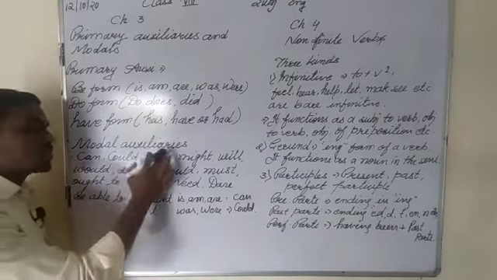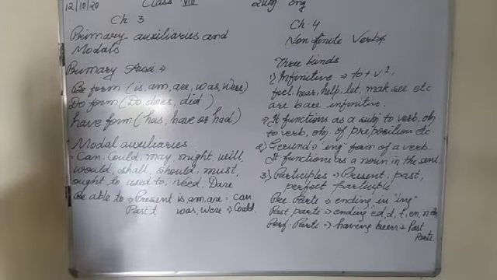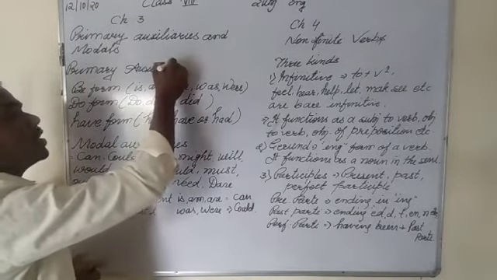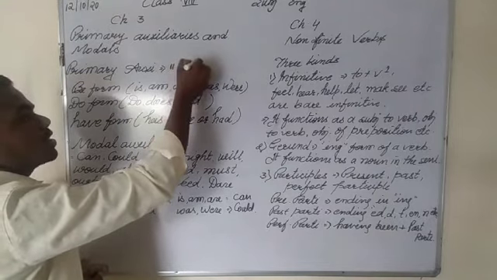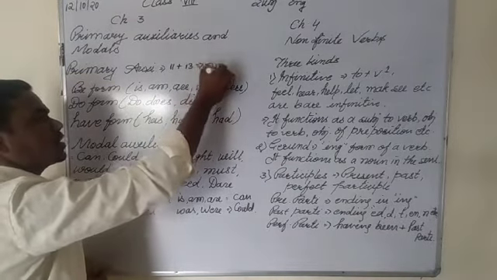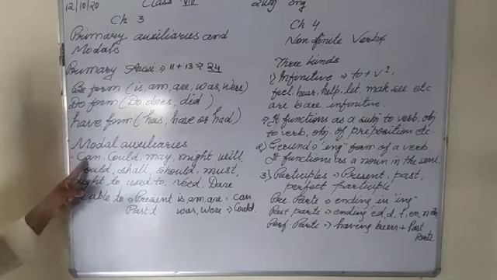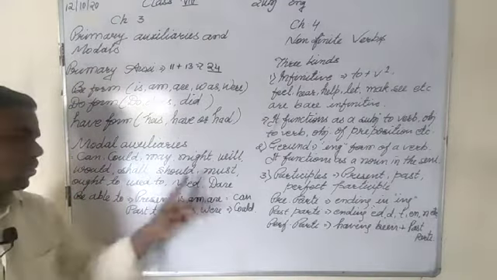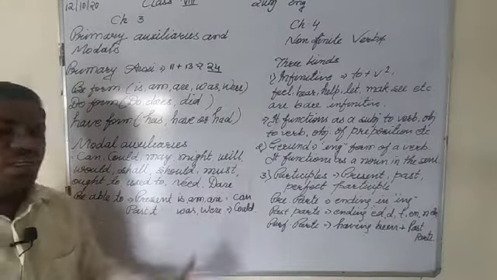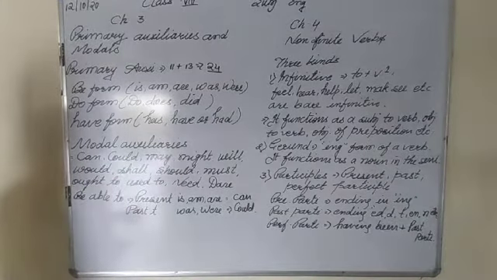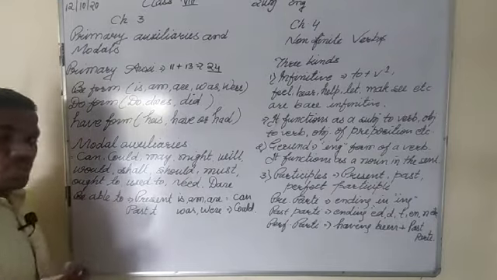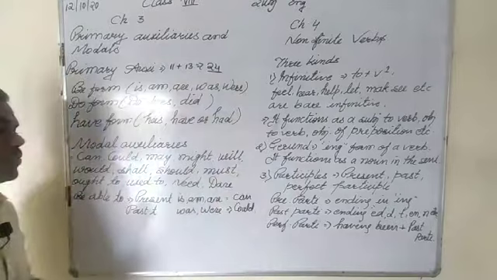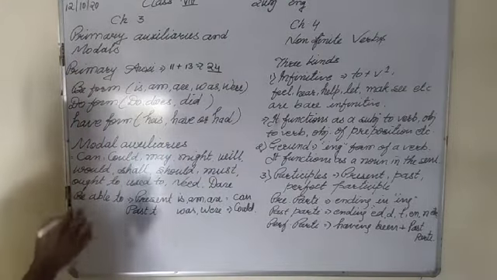Now we are going to discuss the modal auxiliaries. There are 13 modal auxiliaries, which means primary has 11 and modal has 13. The total number of auxiliaries is 24. Can, could, may, might, will, would, shall, should, must, ought to, used to, need and dare are modal auxiliaries. Dear students, I hope you have understood very well the modal auxiliaries from my previous video.